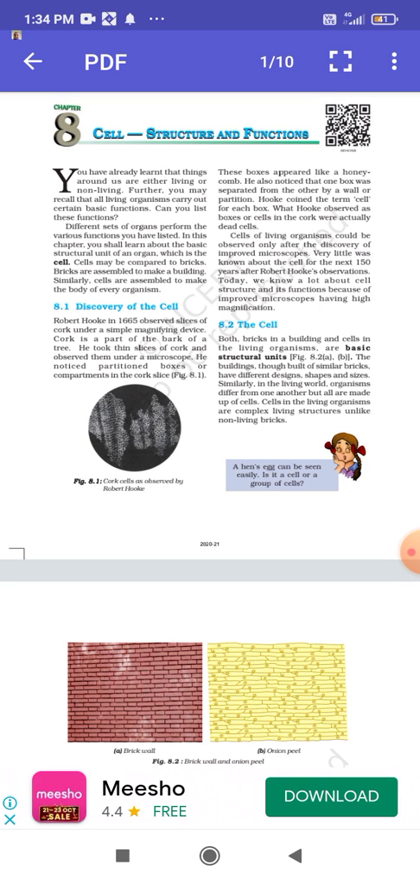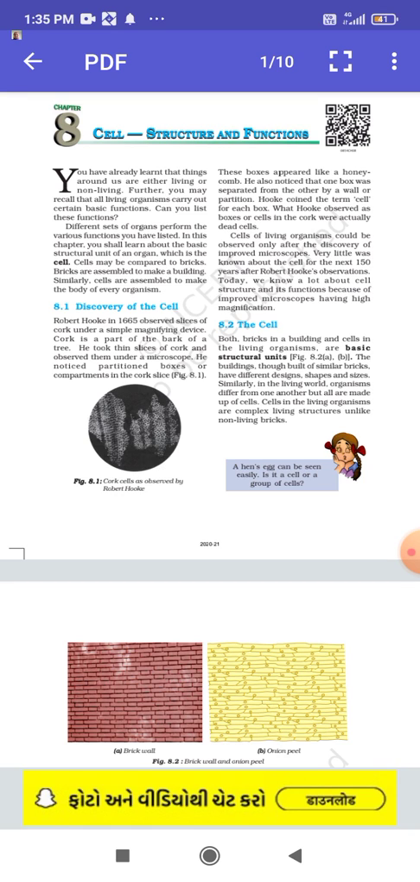Cells of living organisms could be observed only after the discovery of improved microscopes. Very little was known about the cell for the next 150 years after Robert Hooke's observation. Today we know a lot about cell structure and its function because of improved microscopes having high magnification. See students, after the discovery of improved microscopes or the electron microscopes, we are now able to magnify and observe the basic structure of the cell or the living cells.